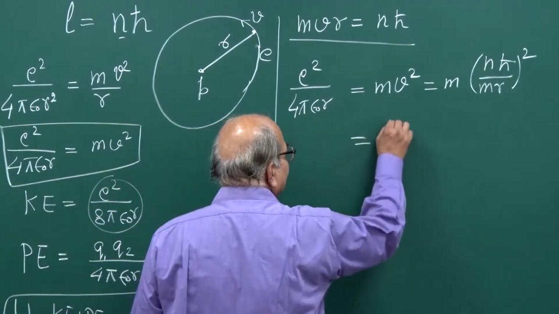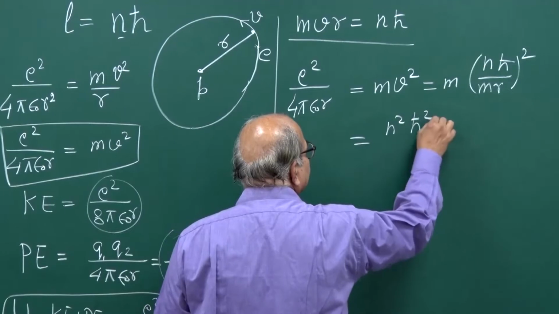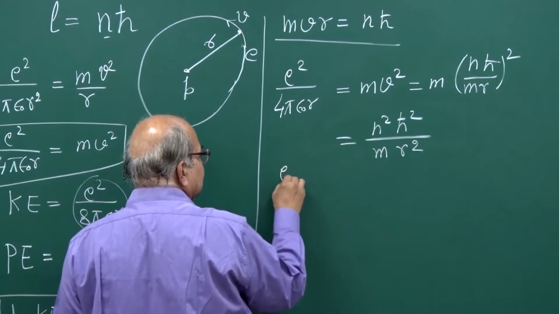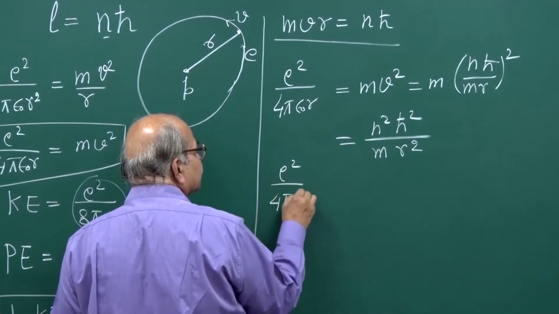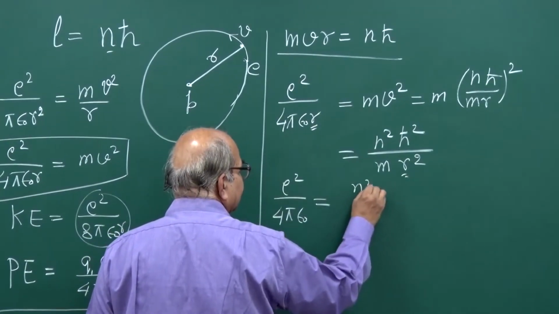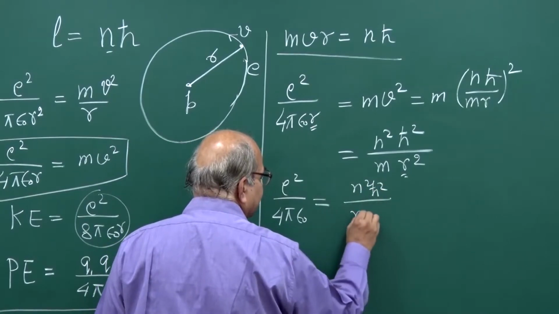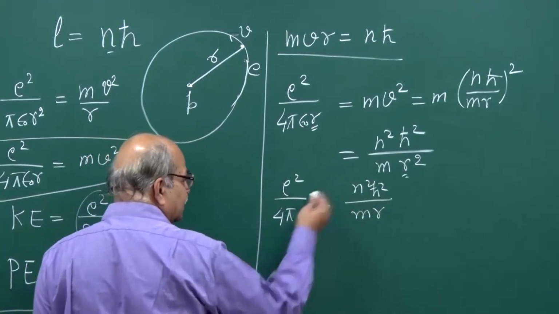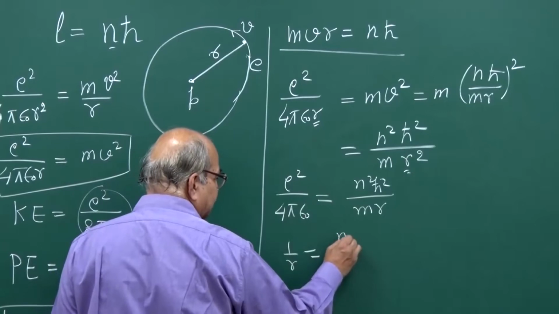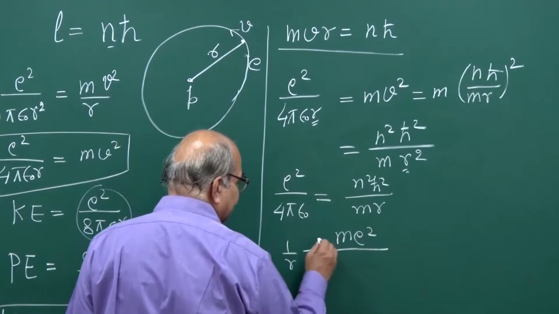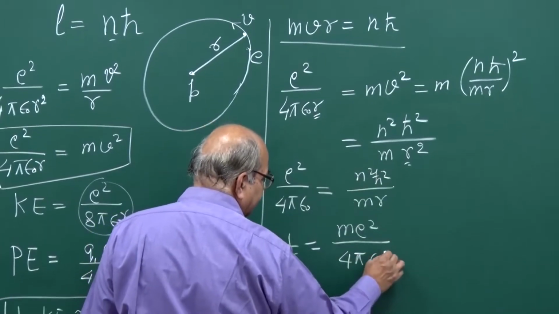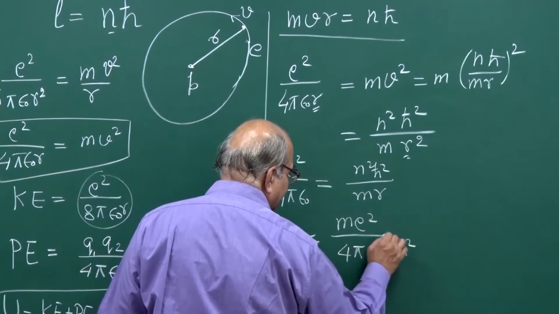So this is equal to n square h cross square divided by m r square, and therefore e square over 4 pi epsilon naught is equal to n square h cross square divided by m r. So what is 1 by r from here? 1 by r is equal to m e square divided by 4 pi epsilon naught, and then I am taking n square h cross square to this side. So that is 1 by r.